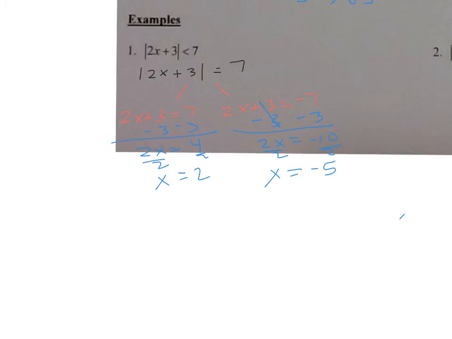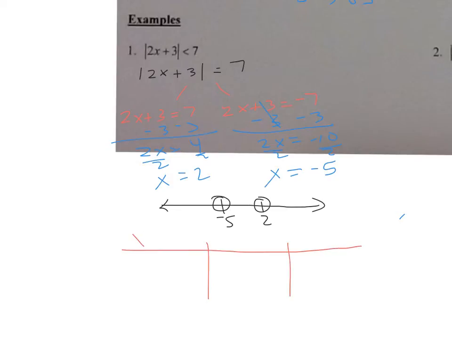Okay, so now you're going to draw a number line. You're going to plot -5 and +2. There will be open circles because the inequality is a less than symbol. And now you're going to pick test points in each interval. So pick a number to the left of -5. I'm going to pick -6. In between, I'm going to pick 0. And to the right, I'm going to pick 3.